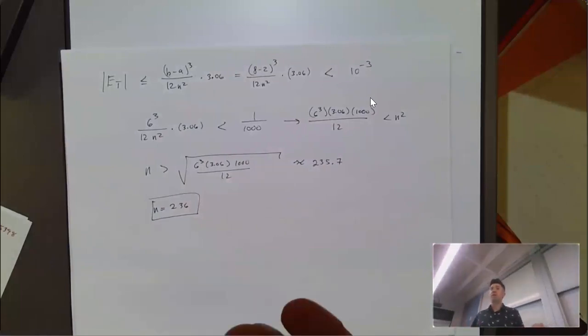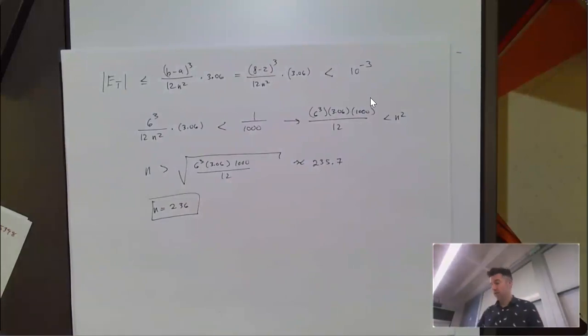This is not the only plausible answer, right? There are probably actually smaller values of n. So if we'd actually found the actual maximum, we probably would have gotten a smaller value for n, but we didn't. And that's okay. It's okay to overestimate how big n needs to be.